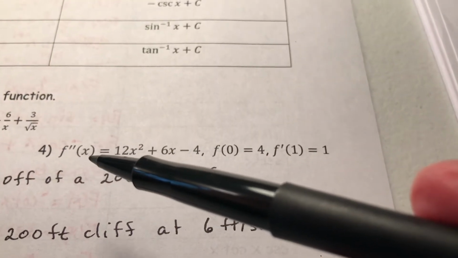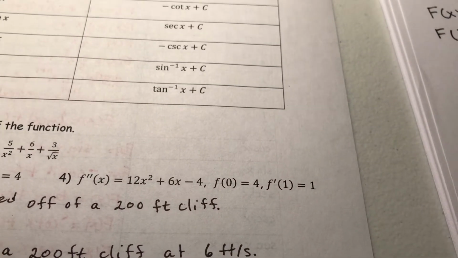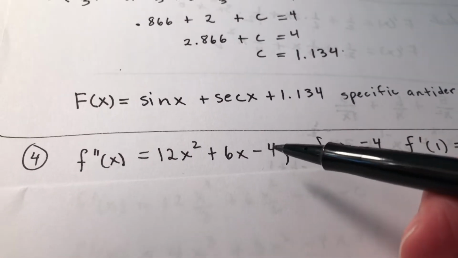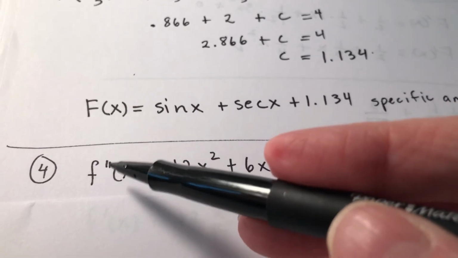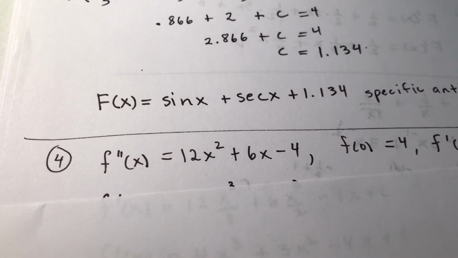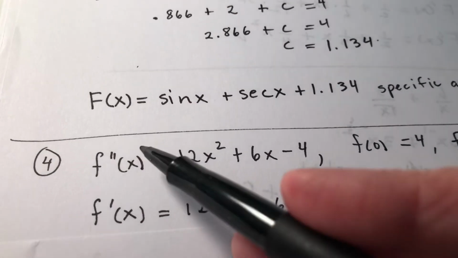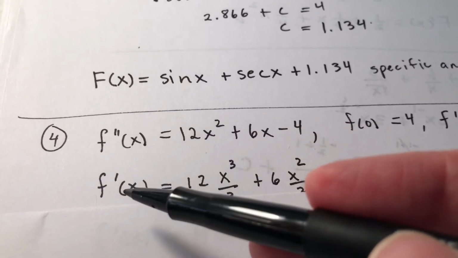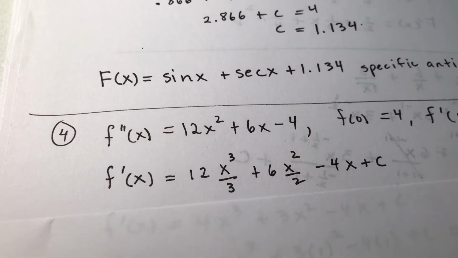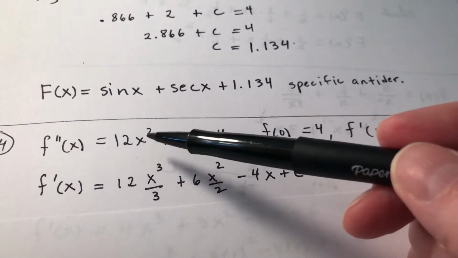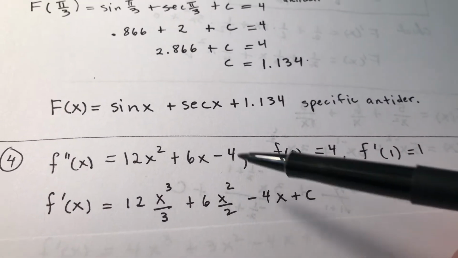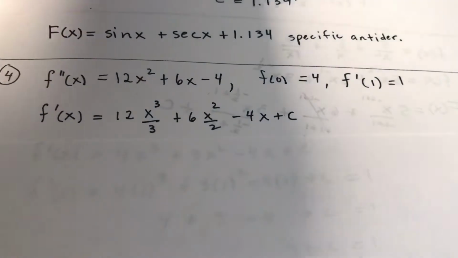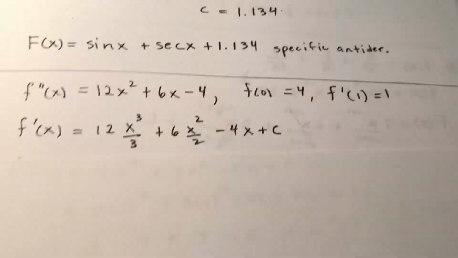So if we're starting with f double prime of x as 12x squared plus 6x minus 4, we're going to find the antiderivative, which takes us to f prime of x. So if I go backwards through the process, the antiderivative of the second derivative goes back to the first derivative. And this is what I've done. I've used my power rule. So this would be 12x to the third over 3 plus 6x squared over 2 minus 4x plus a constant. Don't forget that plus c. It's so easy to forget. It's going to be important.